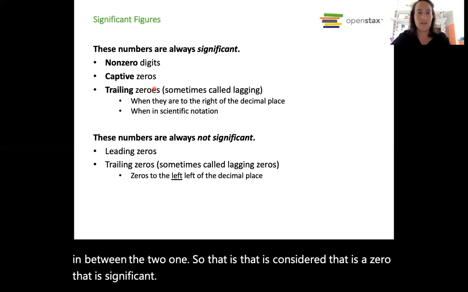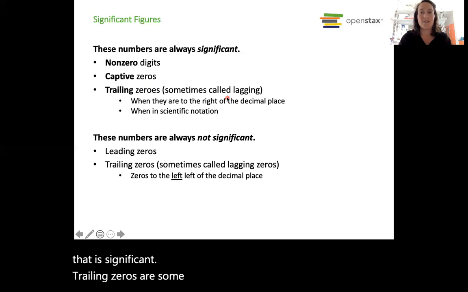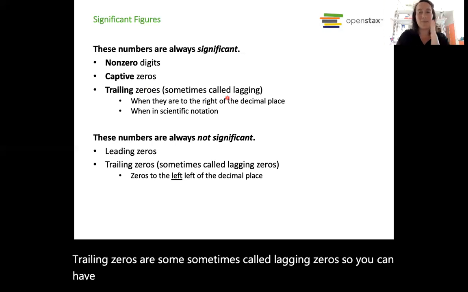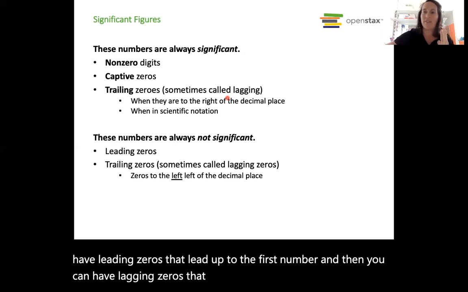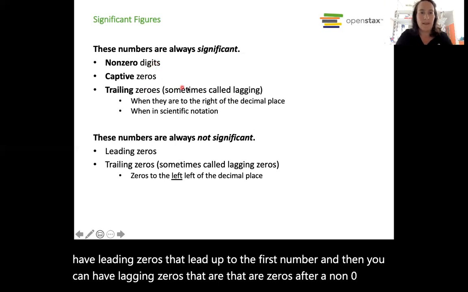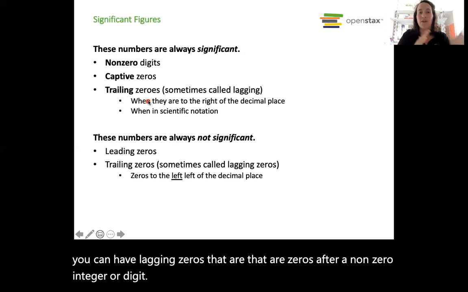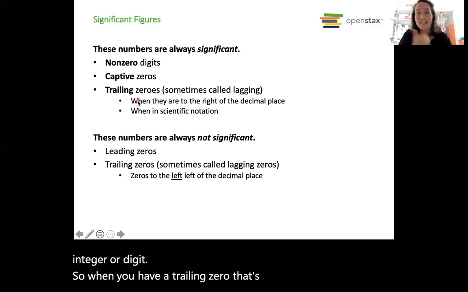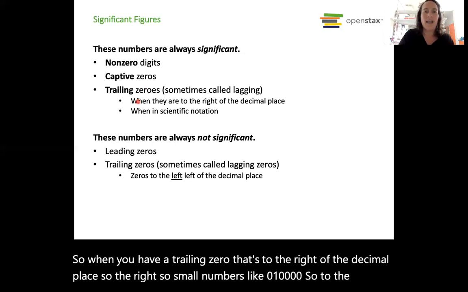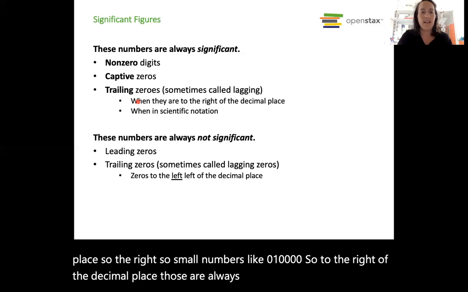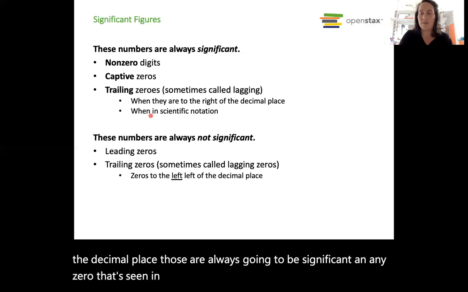Trailing zeros are sometimes called lagging zeros. So you can have leading zeros that lead up to the first number, and then you can have lagging zeros that are zeros after a non-zero integer or digit. When you have a trailing zero to the right of the decimal place, so small numbers like 0.10000, those are always going to be significant. And any zero that's seen in scientific notation is going to be considered significant.